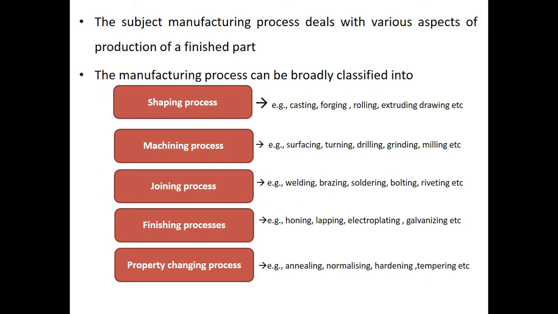What do you mean by a shaping process? These are the processes in which the shape and size of the material is changed without removal of the material. Please underline that sentence: without removal of the material. You are going to change the shape and size of the metal without removal of the material.